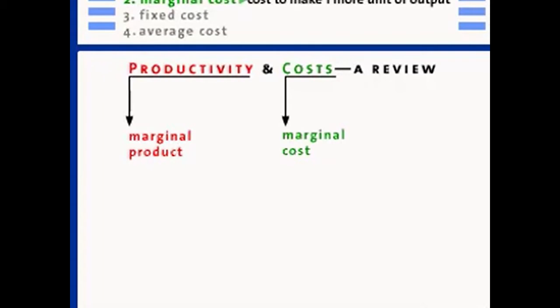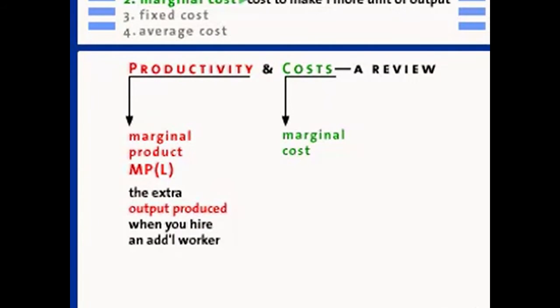Remember, marginal product is the extra output that can be produced when you hire another worker. That is, anytime you increase your variable input, the input that you can change in the short run, how much extra output do you get? This is a matter of your technology, and we call that measure the marginal product of labor. Also, marginal cost is the cost of producing an extra unit of output. How much do your costs change when you hire the labor that you need to produce one extra television?